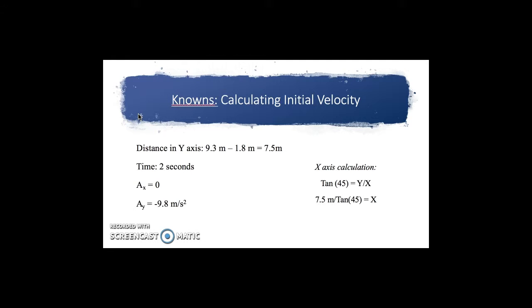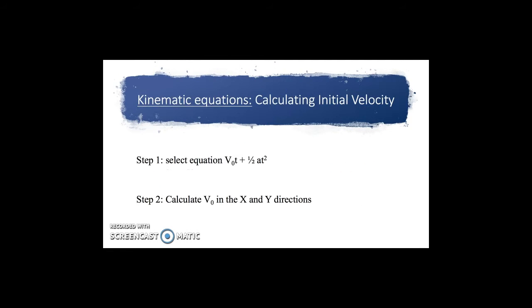And then looking at the acceleration, we don't have any acceleration in the x direction, but in the y direction we have the acceleration of negative 9.8 meters per second squared, which is the acceleration of gravity. So after we figured out all of our knowns, we moved on to figuring out which equation we should use. So we selected the equation of displacement is equal to v initial times time plus 1/2 acceleration times time squared. And then we moved on to calculating the initial velocity in the x and y directions.